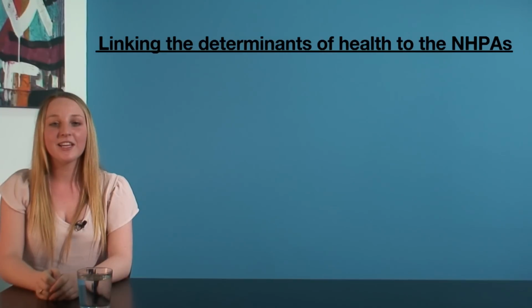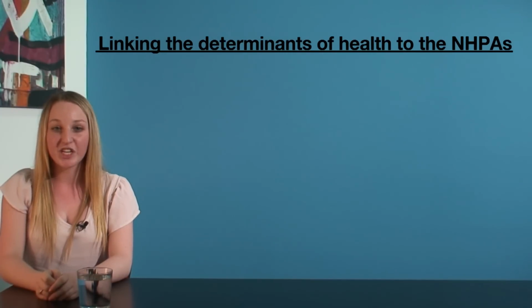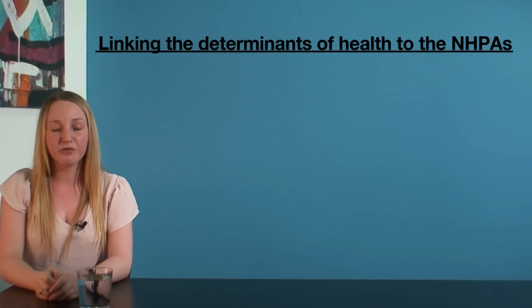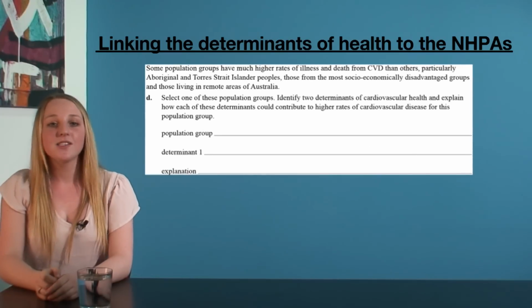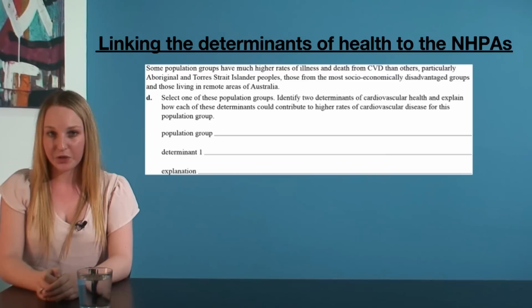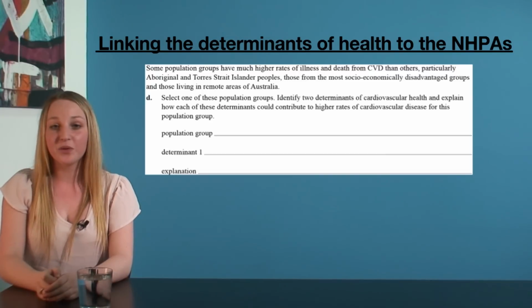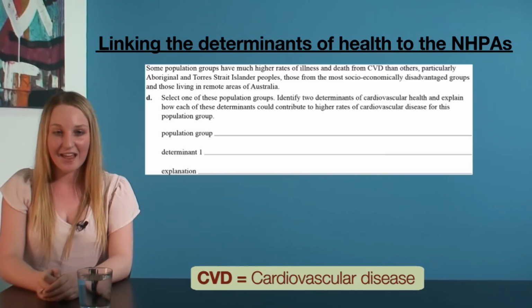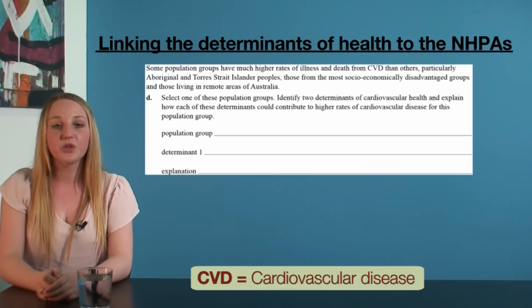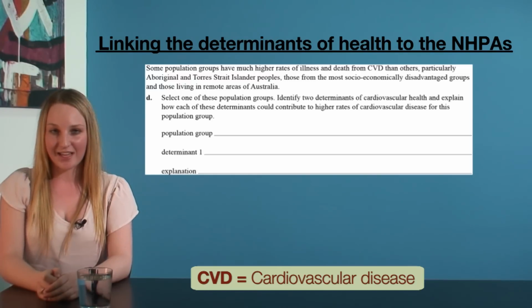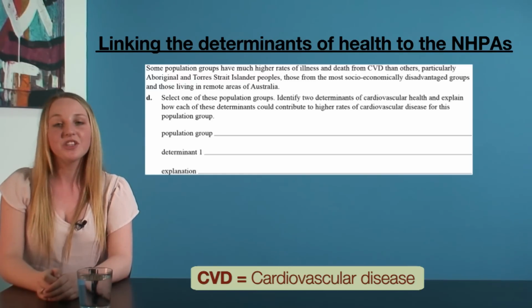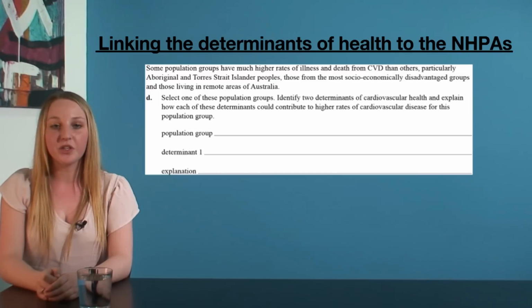This video will look at answering a question on linking the determinants of health to the NHPAs, such as this one from a VCE HHD exam. Select one of these population groups that has a higher rate of illness and death from CVD than others. Identify two determinants of cardiovascular health and explain how each of these determinants could contribute to higher rates of cardiovascular disease for this population group.